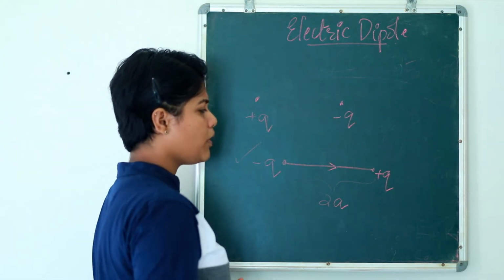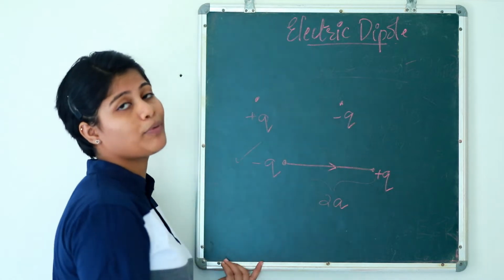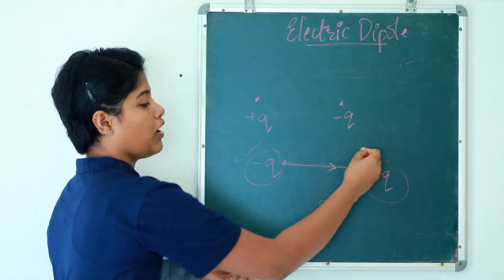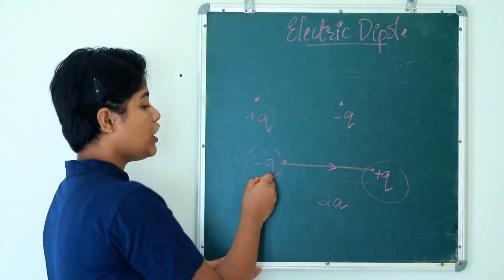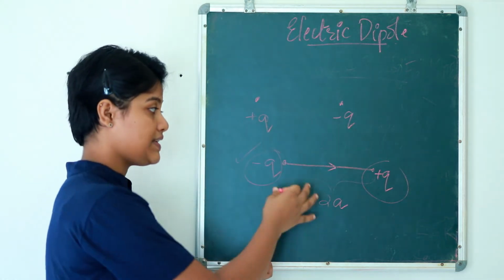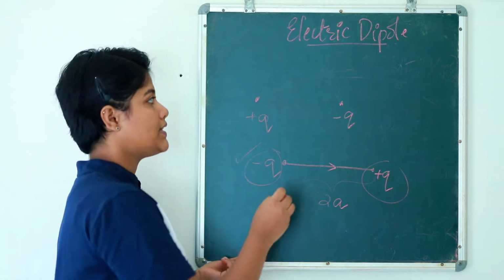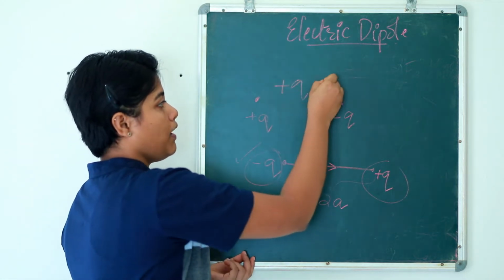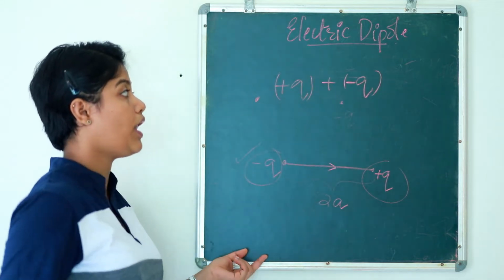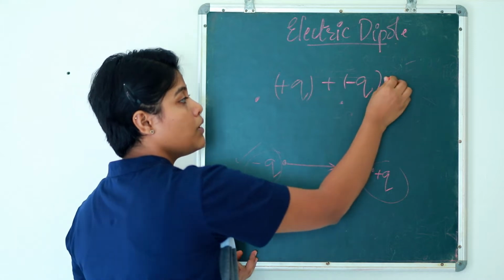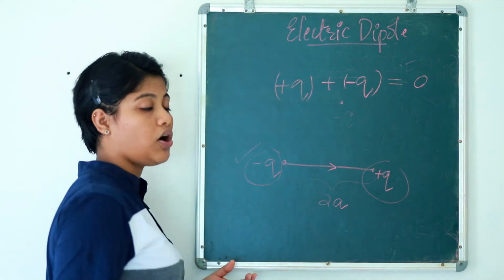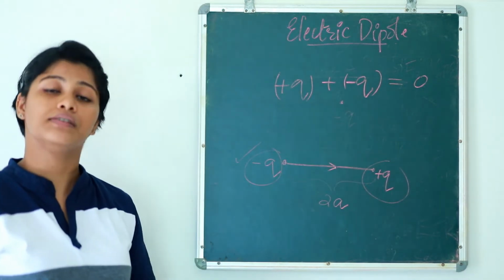So, when we talk about the dipole, what is the net charge of a dipole? The two charges present in a dipole are plus and minus, in equal amounts, that is plus q and minus q. These two are the charges residing in the dipole, and they are in equal amounts. On taking the sum, we get 0. So the net charge on a dipole is considered to be 0.